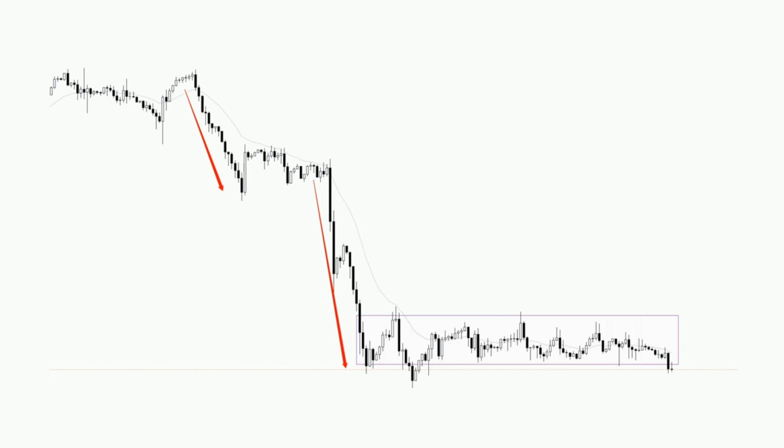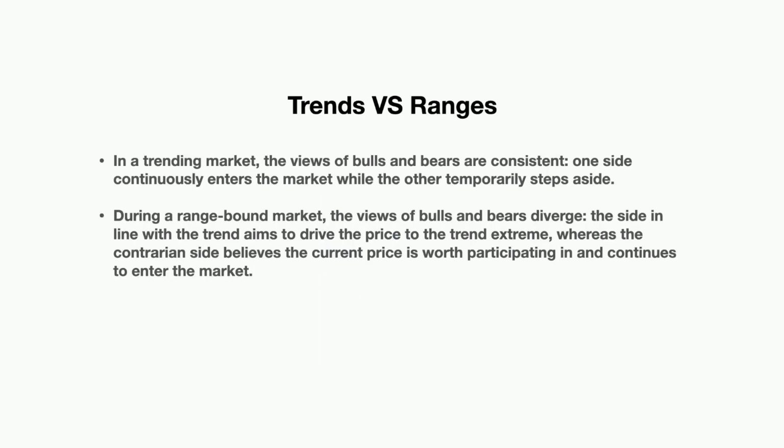We say that the probability of the trading range breaking out in either direction is 50-50. But to be strict, the probability of a breakout in the direction of the trend is slightly higher. However, this slight probability advantage is negligible. We should focus on observing the range itself. During a trend, bulls and bears agree on the market direction. One side continues to enter while the other temporarily exits and observes. In a range, bulls and bears disagree. The side following the trend wants to push the price to the extreme point of the trend, while the contrarian side thinks the current price is worth entering and continues to do so.